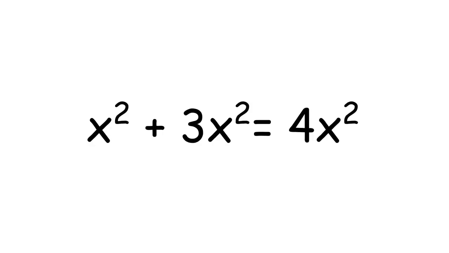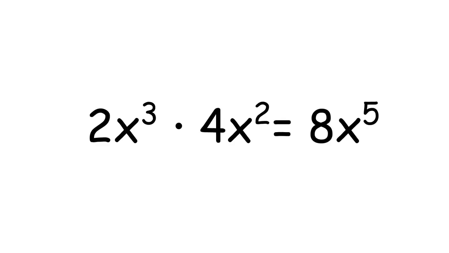Let's take a look at a few rules for working with exponential values. First of all, when we add terms of the same power, we just need to add the coefficients. So x squared is just shorthand for 1x squared, and when we add that to 3x squared, we get 4x squared. So what about multiplication?